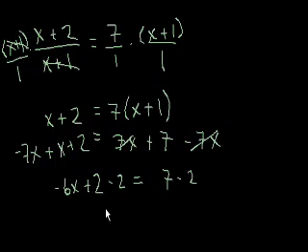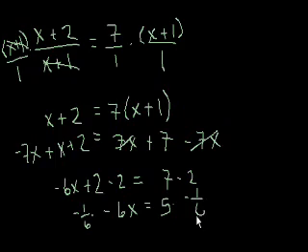And we're left with minus 6x is equal to 5. Now it's a level 1 problem. We just have to multiply both sides times the reciprocal of the coefficient on the left-hand side, and the coefficient's negative 6. So we multiply both sides of this equation by negative 1 over 6.